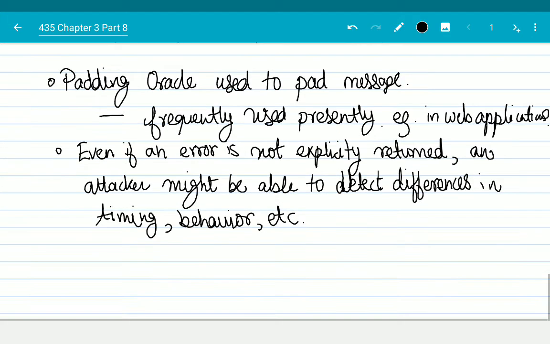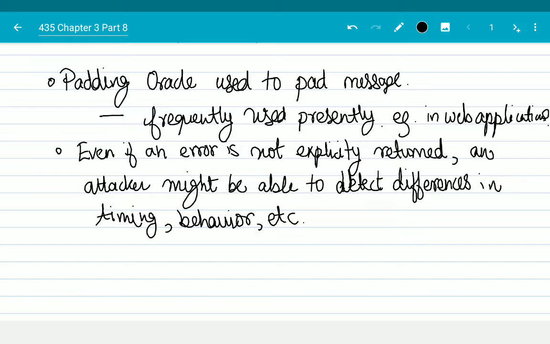Okay, so how do we present an attack against such a padding oracle? We have CCA attacks that we have looked at before. We are going to improve upon that. And so the main idea of the attack is going to be as follows.